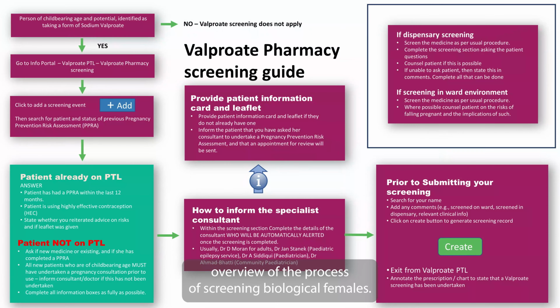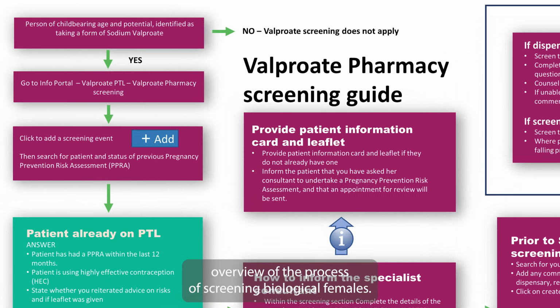This is an overview of the process of screening biological females. Once you have identified an eligible patient, simply open up the valproate pharmacy screening app and click the Add button.